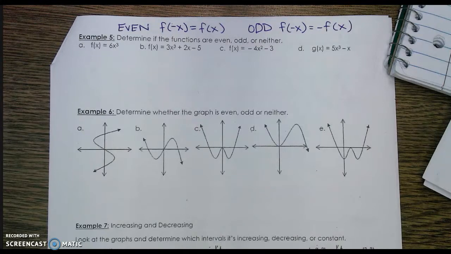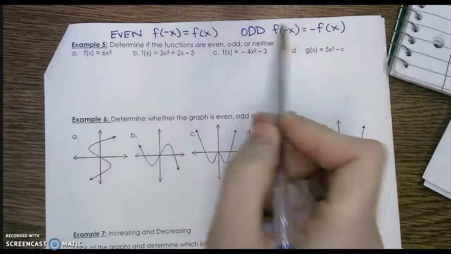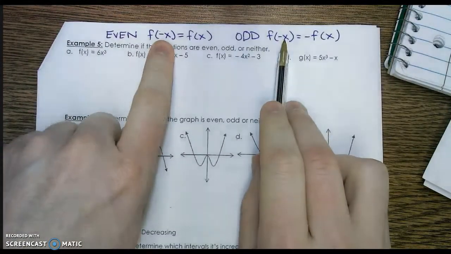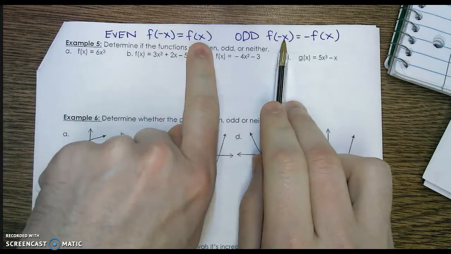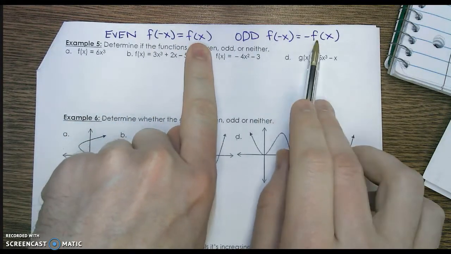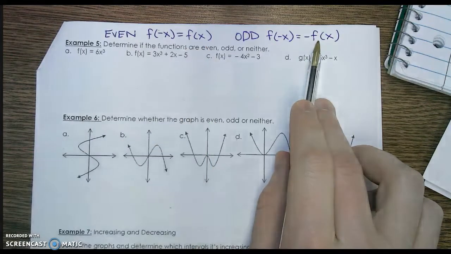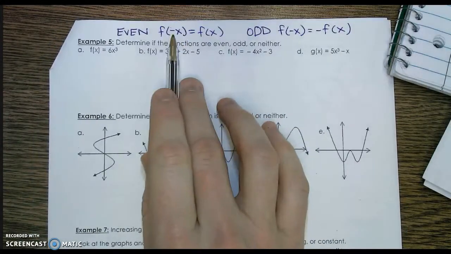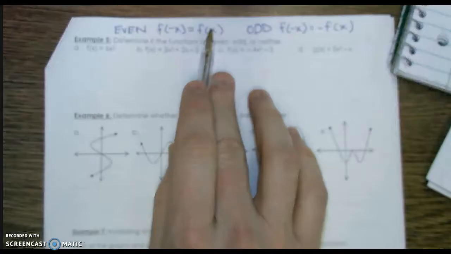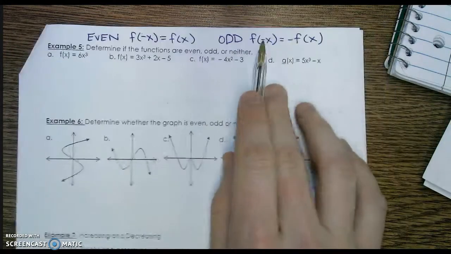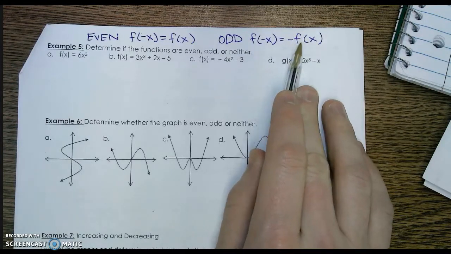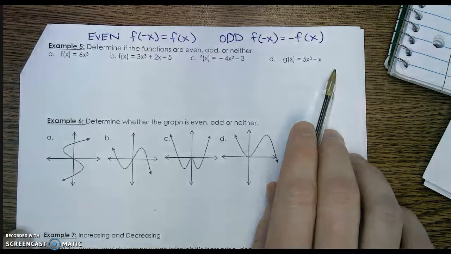In example 5, we're determining whether functions are even, odd, or neither, and these are the rules you need to know. If you plug in a negative into the function, if you get a positive answer out, then it's an even function, and if you get a negative answer out, then it's odd. Now, it's not just positive and negative. It's if you plug in a negative and get the original function back, then it's even, and if you get the original function but everything has changed signs, then it's odd, and we'll see that in these examples.